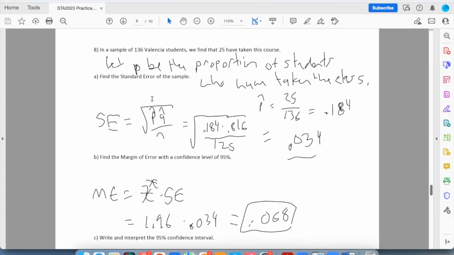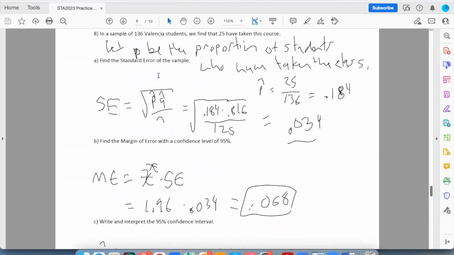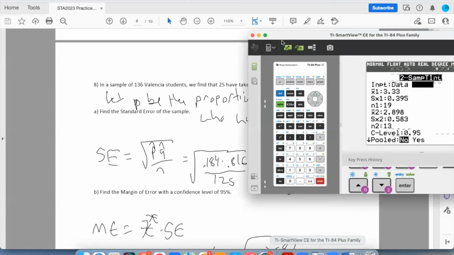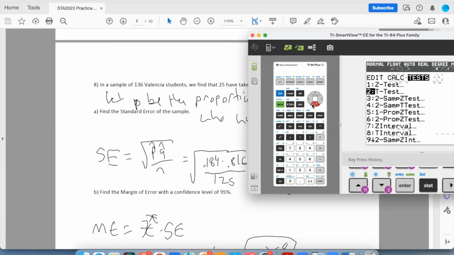So here, our ultimate goal is to find a 95% confidence interval for Valencia students that have taken this course. Successes have taken the course. So let P be the proportion of students that have taken the class. I'm doing a 1 prop interval. So that's button A.